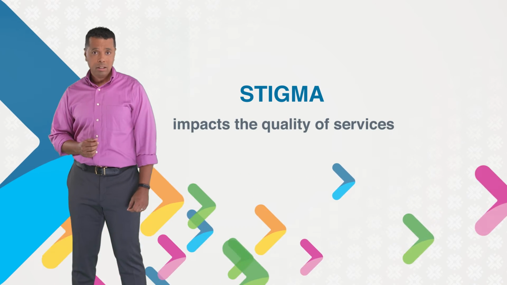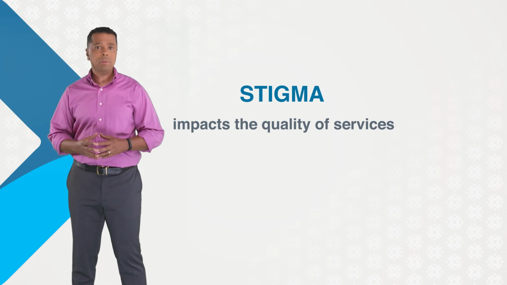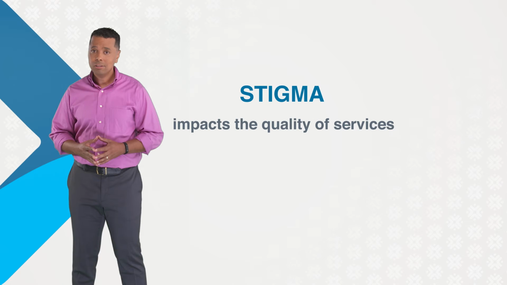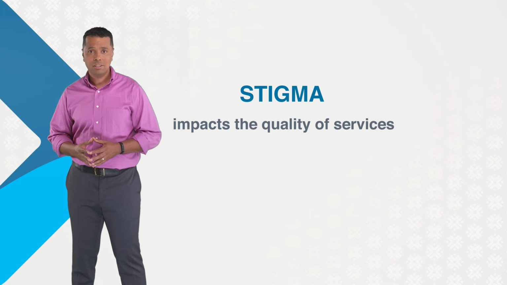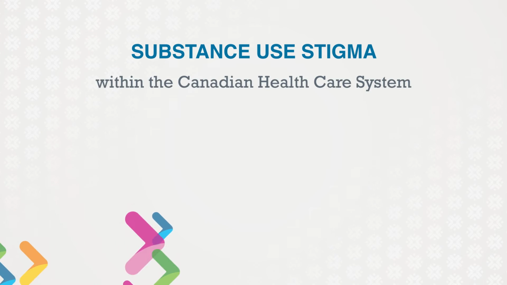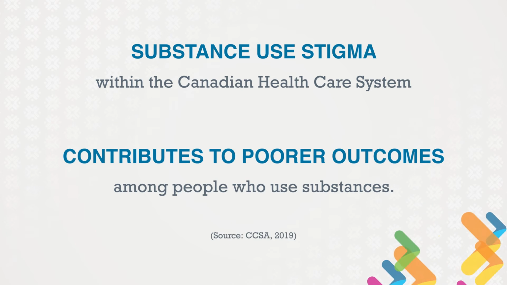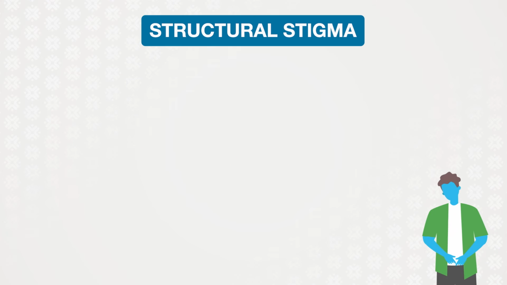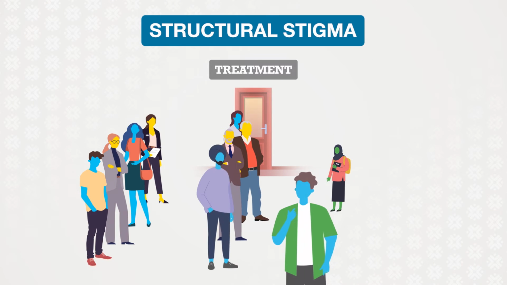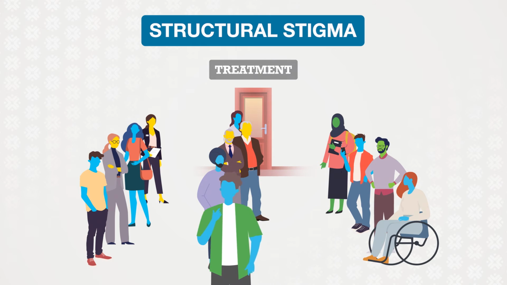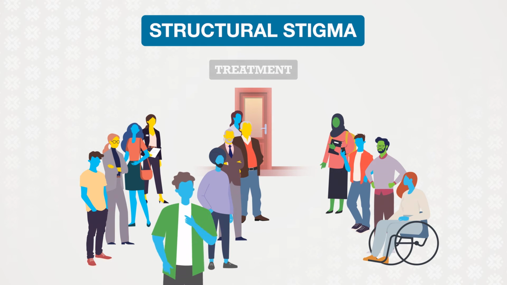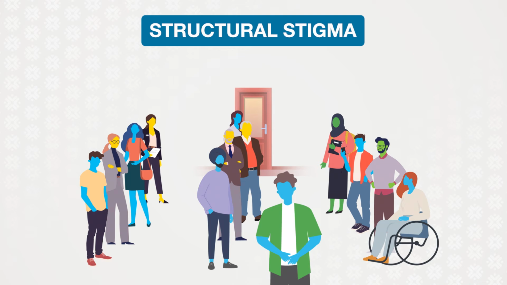Stigma impacts the quality of healthcare and social services received by people who use substances in comparison to people who have other health conditions. Substance use stigma within the Canadian healthcare system contributes to poorer outcomes among people who use substances. For example, structural stigma can lead to public perceptions that people who use substances are less deserving of treatment. This can impact and even limit the types of resources available to support people who use substances. For instance, funding for harm reduction services.